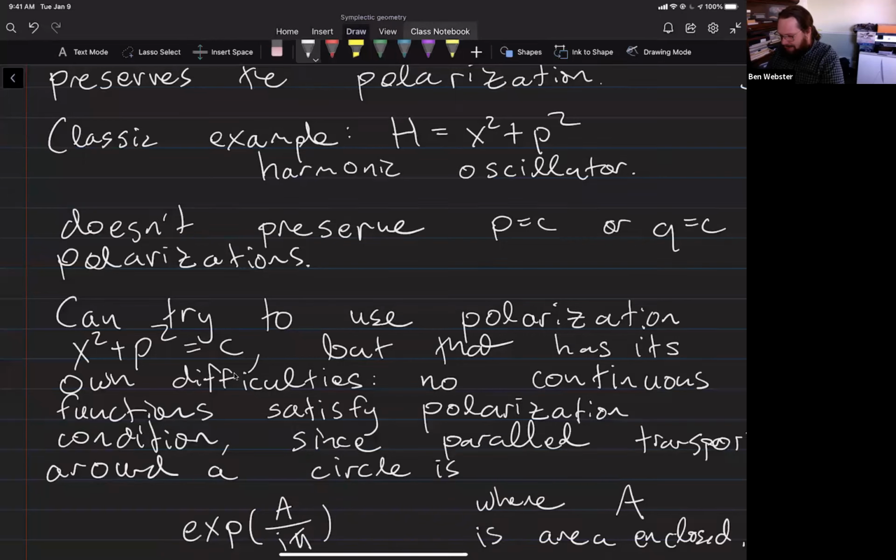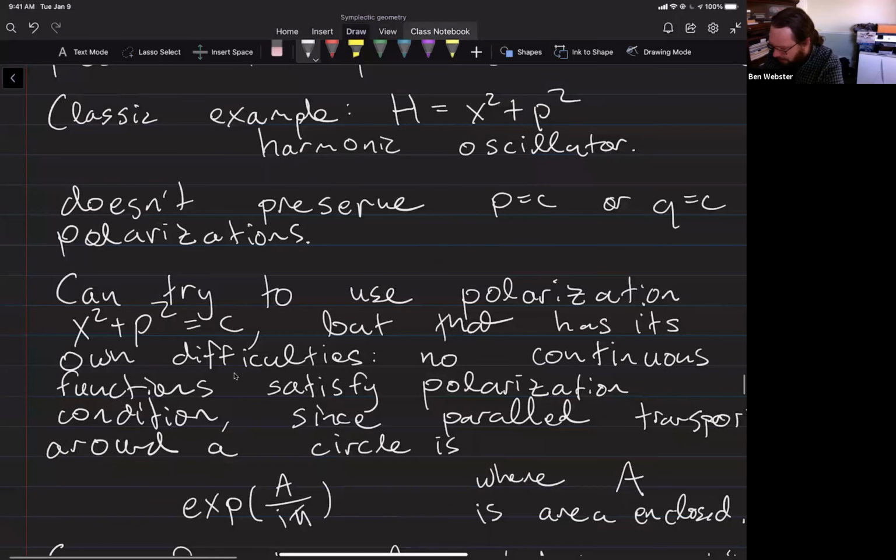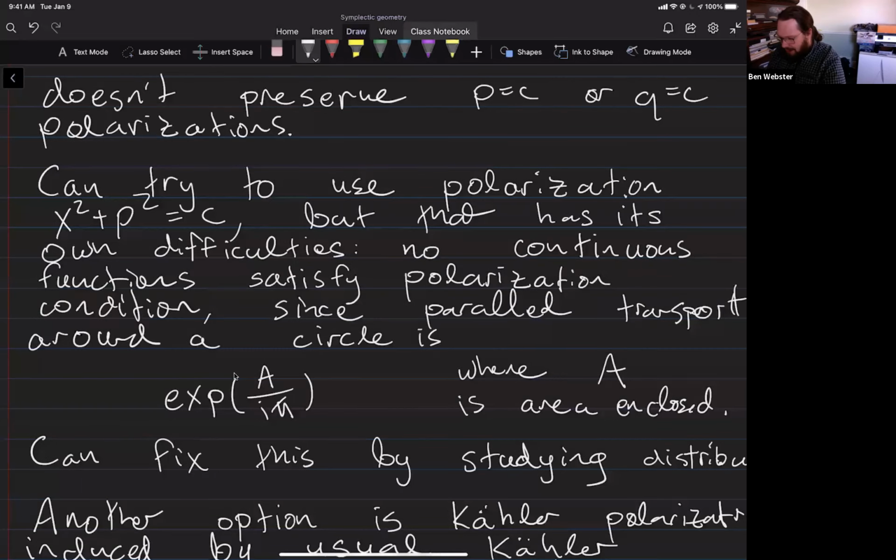That really has a lot of difficulties though, because there's no continuous function other than the zero function that satisfies the polarization condition, because when I parallel transport around a circle, I get the exponential of a divided by i h bar. And if I were going to have a continuous function that was a parallel section, it has to be sent to itself by going around any of those circles, right?